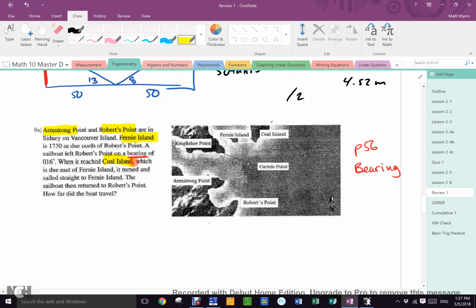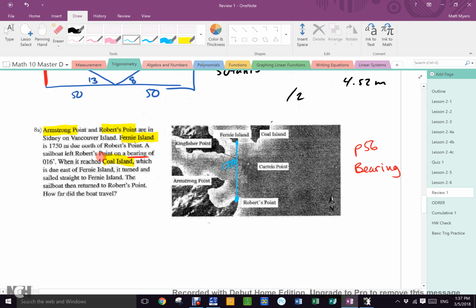So Fernie Island is 1,750 meters north of Roberts Point. Here is Roberts Point. Is that visible? Yeah, that's not a great color. Let's try that one. Is that visible? That's better. Fernie Island. How long is that? 1,750. Because that's right in the question.